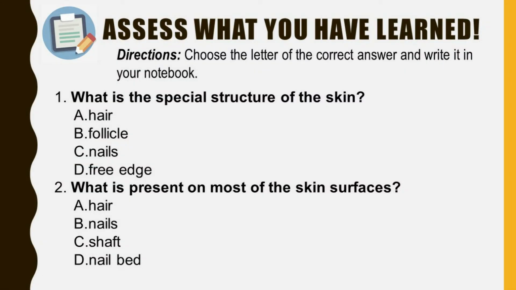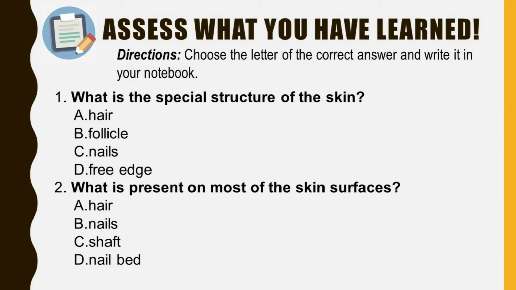Now we are on the last part of our lesson. Let us check whether you were able to clearly understand the lesson about the integumentary system. Directions: you are going to choose the letter of the correct answer and write it on your notebook. 1. What is the special structure of the skin? A. Hair, B. Follicle, C. Nails, D. Free edge.